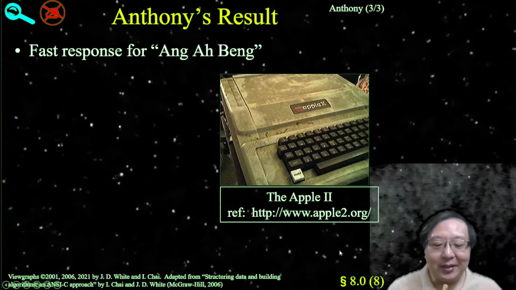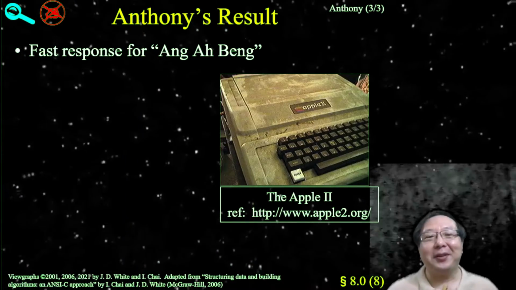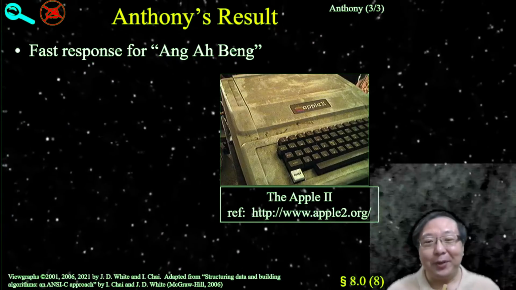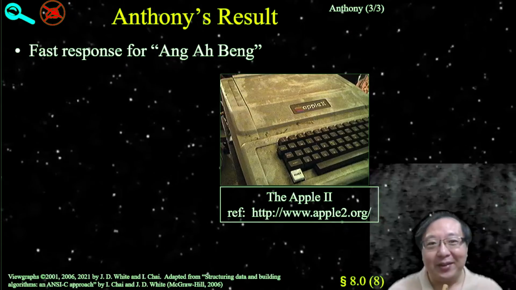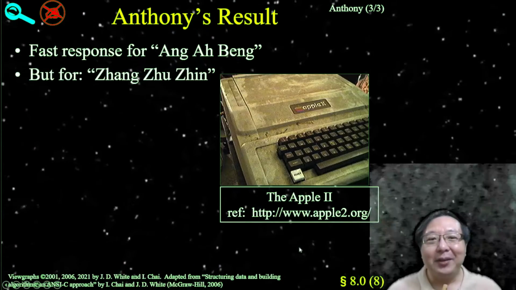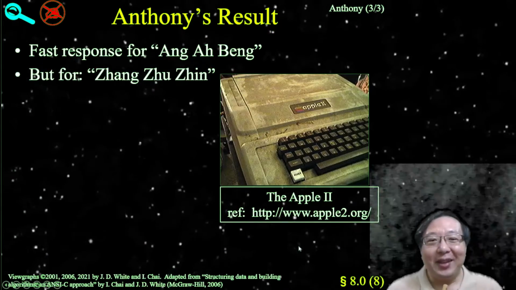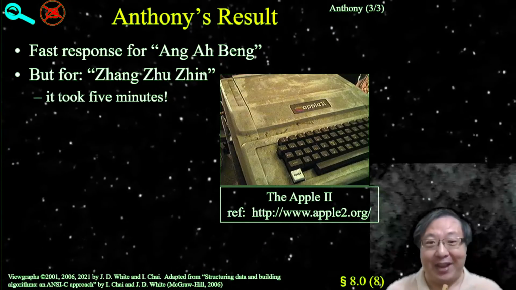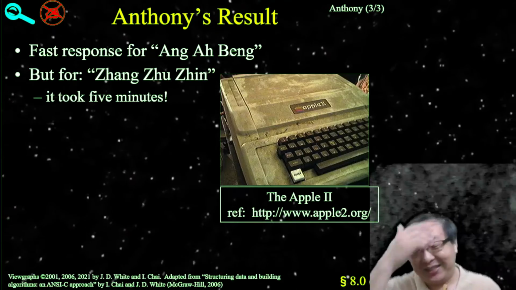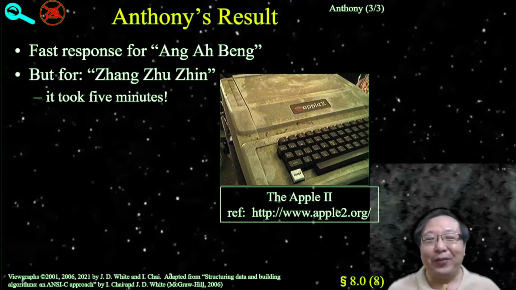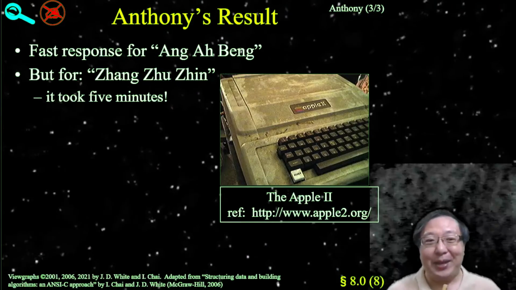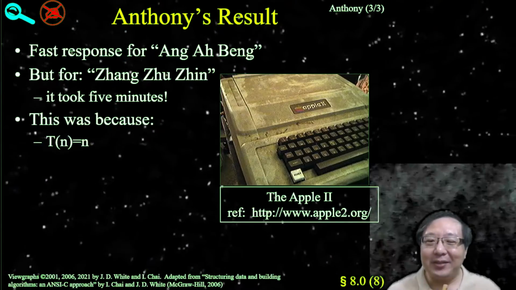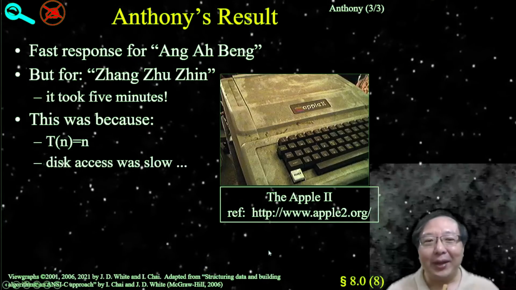So, since the records were in alphabetical order, if your name was like Ang Ah Beng, then it'd find it pretty quickly. It's like, okay, then you find the record. But what if your name was Zhang Jujin? It'll go, and you stand there for 5 minutes waiting for it to come up with the answer. And 5 minutes is a long time. You're just standing there waiting, right? So it was terrible. And that's because it's searching through one by one.